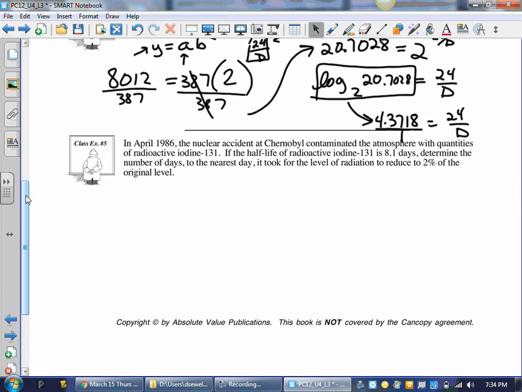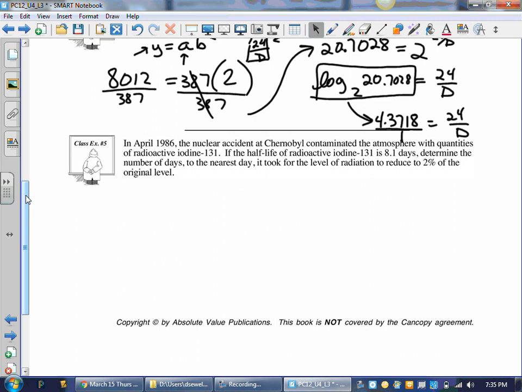Okay, it says in April 1986, a nuclear accident at Chernobyl, that's in Russia, I believe, contaminated the atmosphere with quantities of radioactive iodine-131. If the half-life of radioactive iodine-131 is 8.1 days, that means in 8.1 days there will only be half as much left as there was before. Okay, so determine the number of days, to the nearest day, it took for the level of radiation to reduce to 2% of the original level.